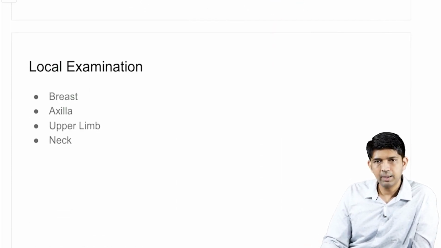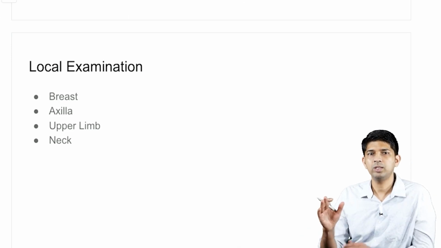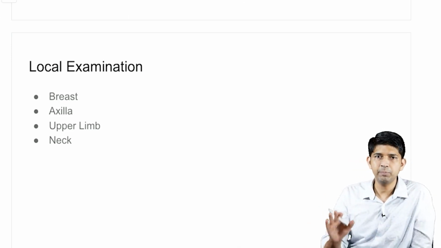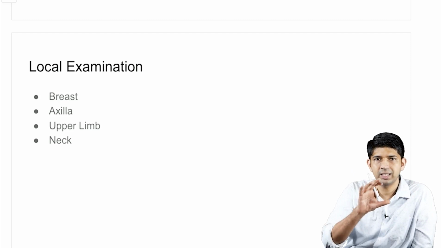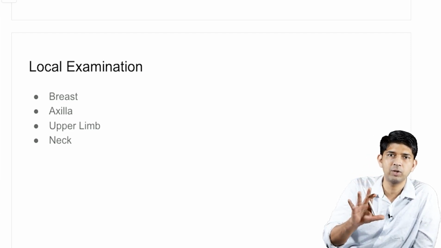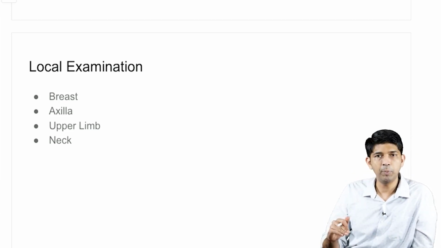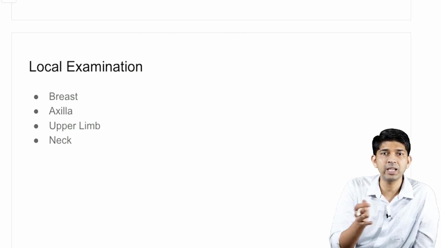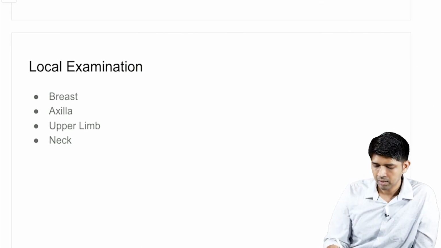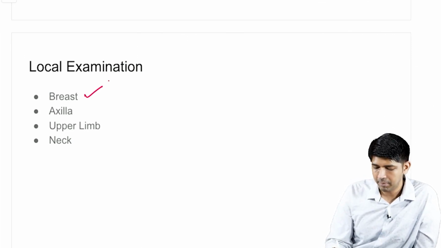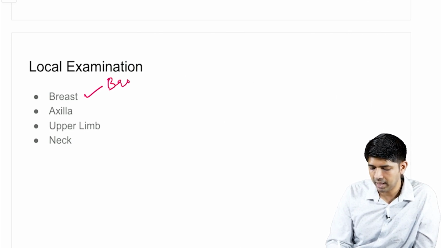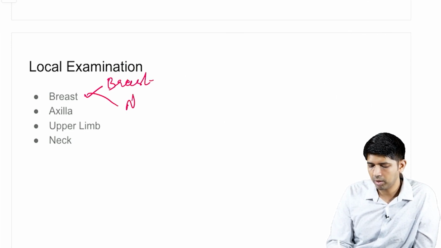Now, in local examination also, don't get confused. Again, put them under certain subheadings. These are the various structures that you need to describe. If you follow these 4 points, the chance of you missing out on any point is less. First, talk about the breast. In breast also, you're first going to talk about the breast parenchyma. Then you're going to talk about the nipple. Then you're going to talk about the axilla.